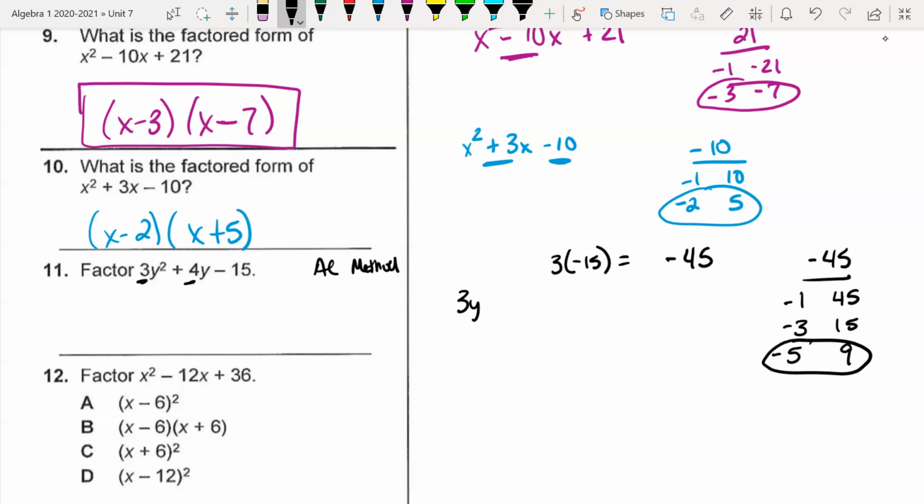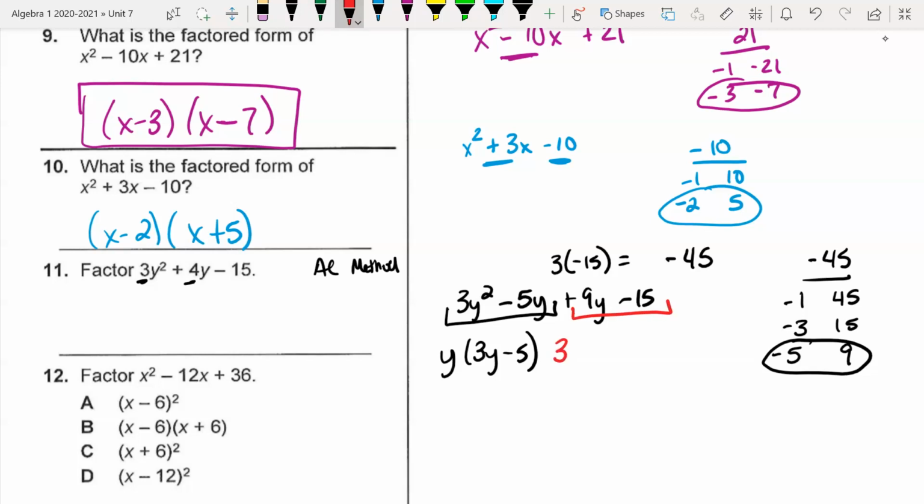So I'm going to rewrite it and say 3y squared minus 5y plus 9y minus 15. Now we do factor by grouping. So we're looking for the GCF of those two. Well, it's going to be a y, so I have 3y minus 5 left over. The GCF of these two is going to be a 3. So then I would have 3y minus 5 left over. And you want these to be the same to know you did the AC method right. So then I'm going to combine these and say y plus 3 and 3y minus 5 is my other one.